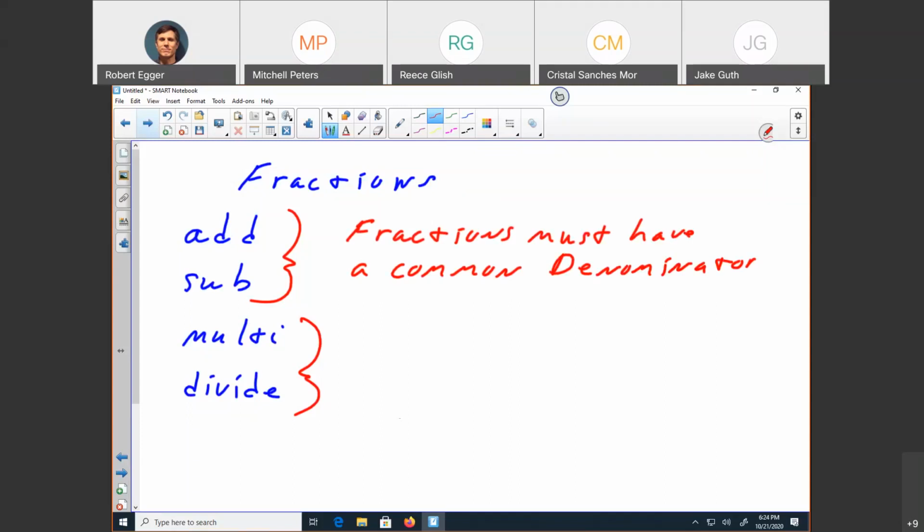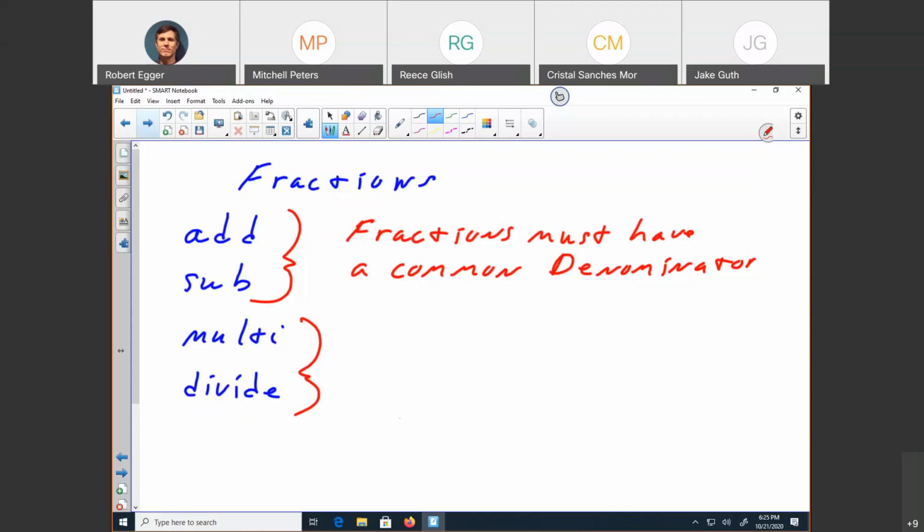It could be a mixed number. It could be an improper fraction. It could be a proper fraction. Doesn't matter. Just got to have a common denominator. Eighths combine with eighths. Thirds with thirds. Fourths do not combine with fifths. You got to get a common denominator.